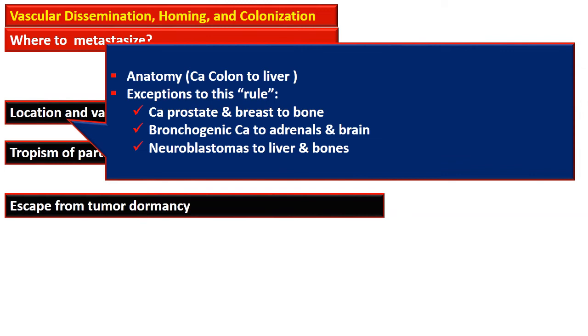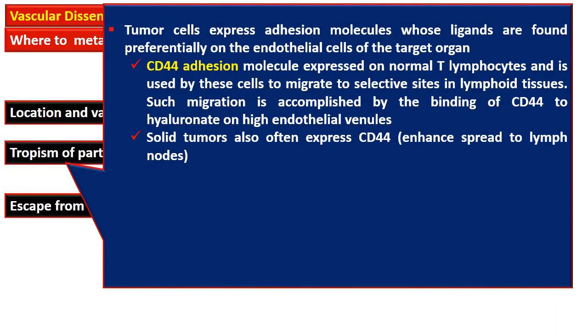However, there are some exceptions to this rule, such as carcinoma of the prostate and breast, which go to bone, bronchogenic carcinoma, which goes to adrenals and brain, and neuroblastomas, which go to liver and bone. This gives a clue that there are other mechanisms also responsible for this homing of the circulating tumor cell. So organ tropism is made possible by the expression of adhesion molecules whose ligands are found on the endothelial cells of the target organ.